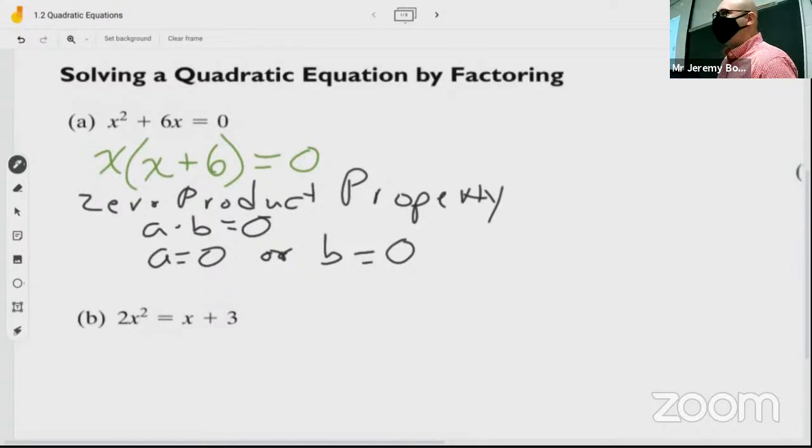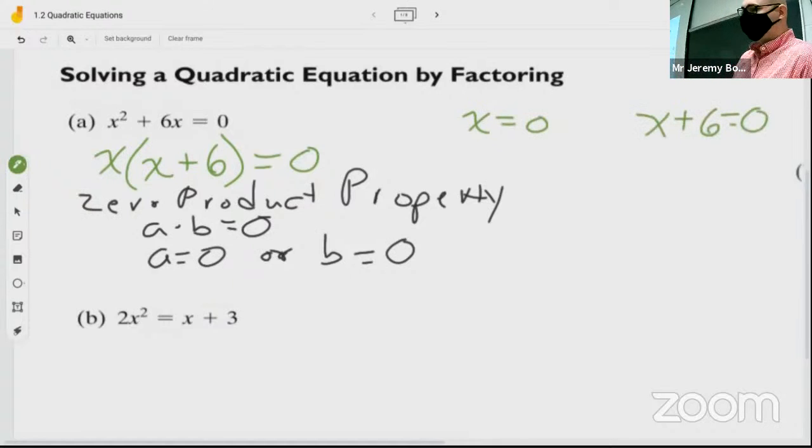Any questions on that? So if we use that and apply it to what we have here, we have x times x plus 6 is equal to 0. That means that either x is equal to 0 or x plus 6 is equal to 0. Now, when I'm saying or, I mean either of those could be true or both of them could be true.